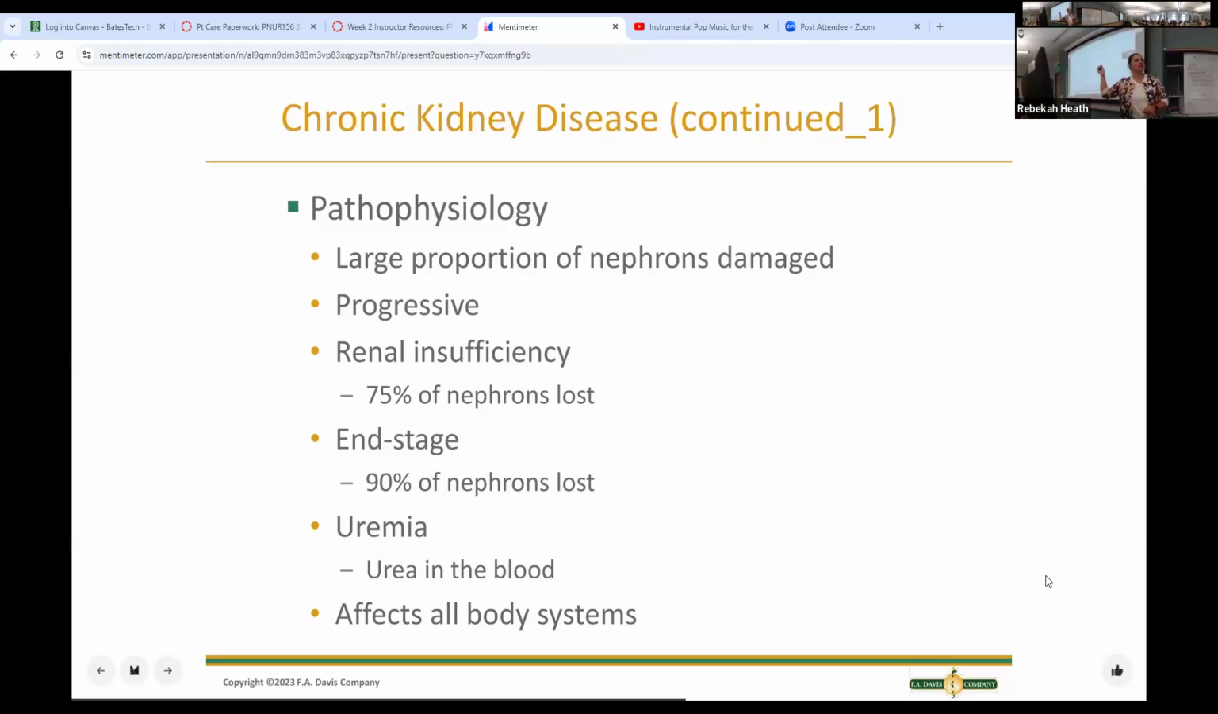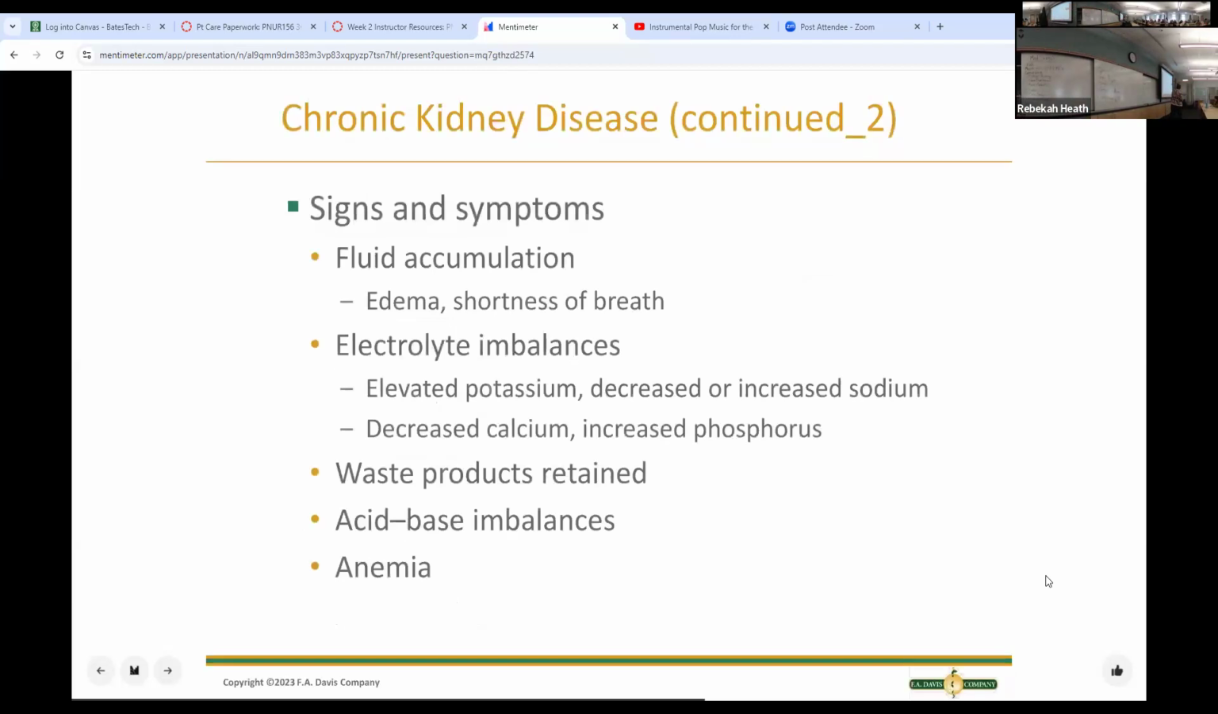So we're going to see, like it talked about, uremia, where we have a lot of urea in the blood. And chronic kidney disease, I just want to make sure we know, affects all of the organs in the body, right? Because the kidneys filter all of our toxins, waste products, and extra fluid. When that gets backed up in our system, it affects all of our other organs. So with signs and symptoms, typically what we see with chronic kidney disease is fluid accumulation. So they get really edematous.